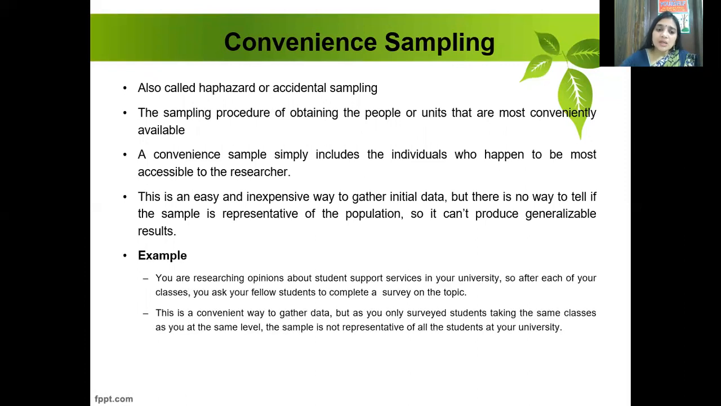For example, you are researching opinions about student support services in your university. So after each of your classes, you ask your fellow students to complete a survey on the topic. This is a convenient way to gather data, but as you only surveyed students taking the same class as you at the same level, the sample is not representative of all students at your university. It is actually 100% biased sample.